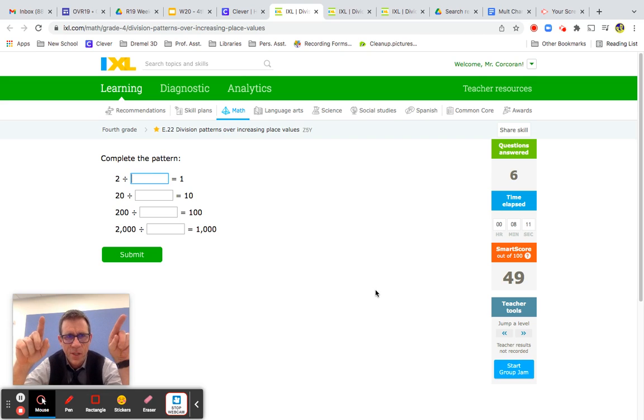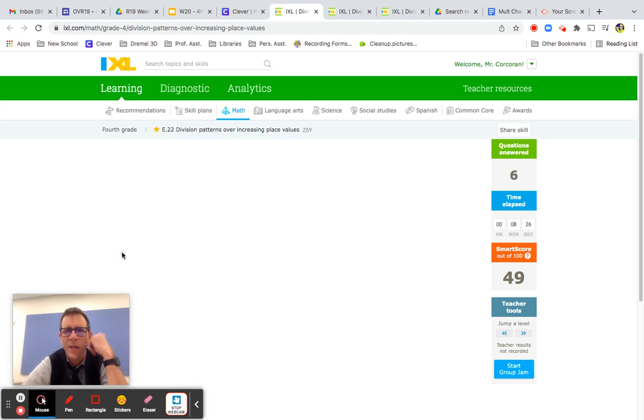Now I have the zeros in the dividend. So this first number is the dividend. 2 divided by this is 1. 20 divided by this is 10. 200 divided by this is 100. 2,000 divided by this is 1,000. So that's how you do E22.